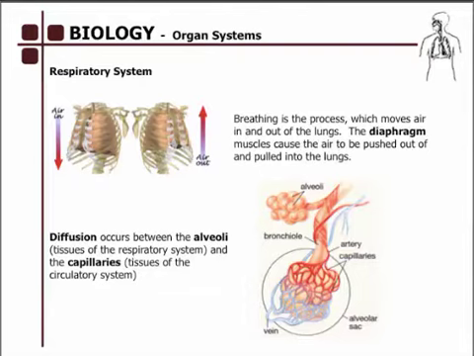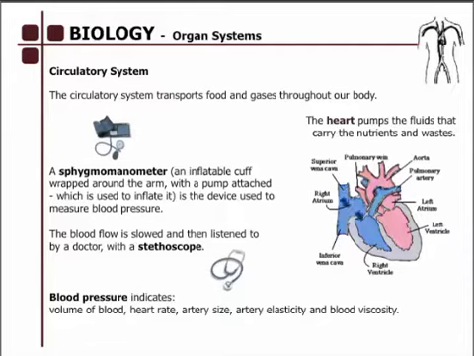So the alveoli allow the diffusion of oxygen from our respiratory system into our circulatory system. When we look at the circulatory system, it transports food and gases throughout our body. The heart pumps and carries nutrients and wastes.